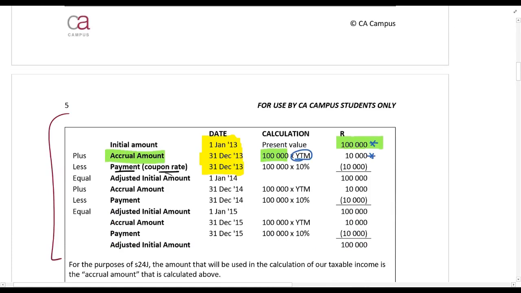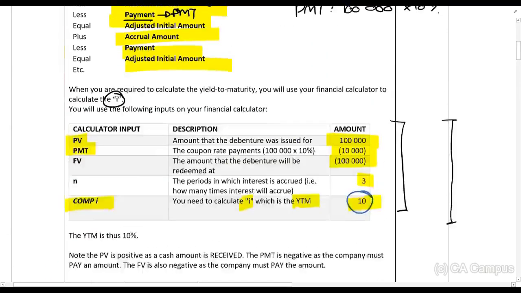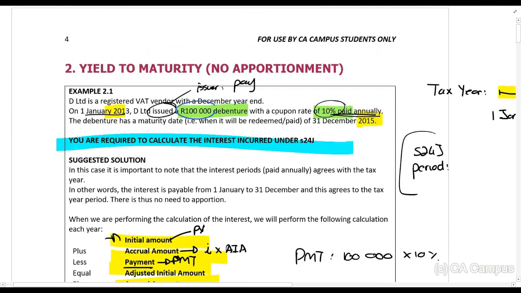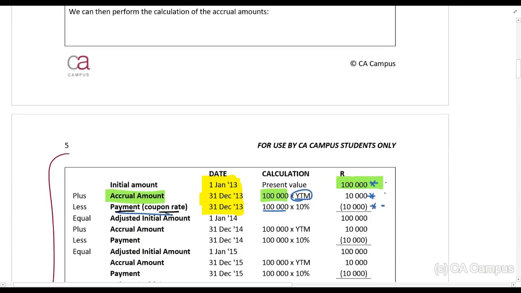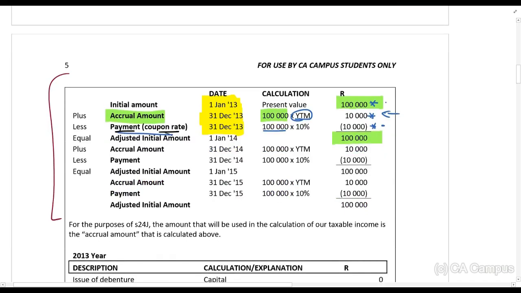Okay, fine. So 100,000 plus 10,000 minus the PMT, which is the coupon rate, times the face value, so 100,000 times the 10%. So this is the actual cash flow. It agrees in this case to the tax, sure, but it doesn't always work like that. Right, so that gives us an adjusted initial amount of 100,000 rands. So in 2014, make sure to see we take that 100,000 rands times the yield to maturity, which is 10%, gives us 10, minus payment PMT.